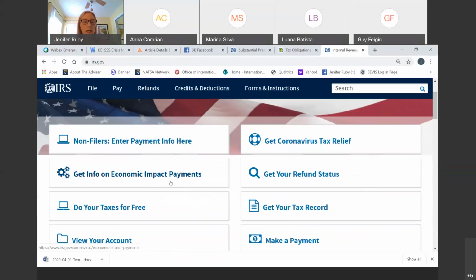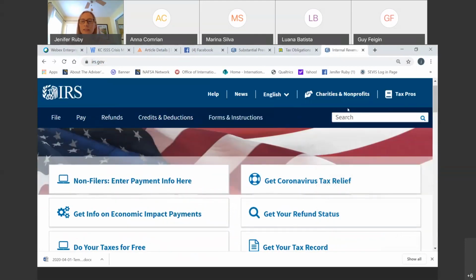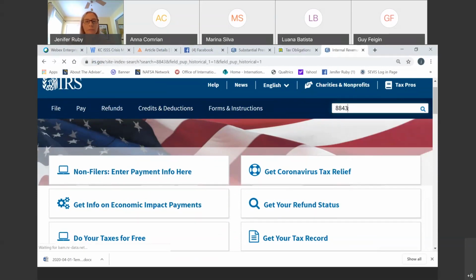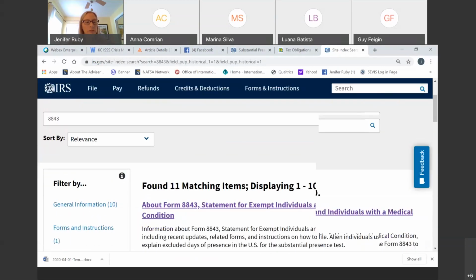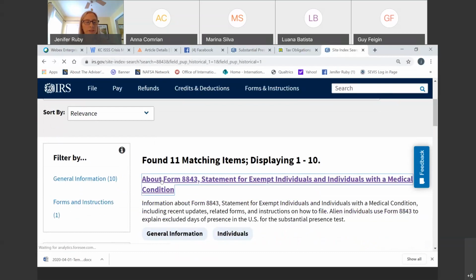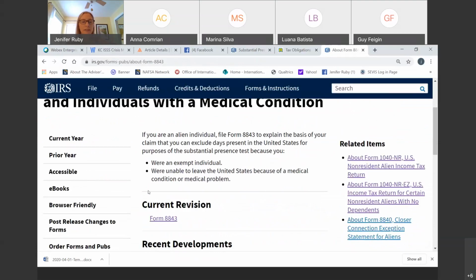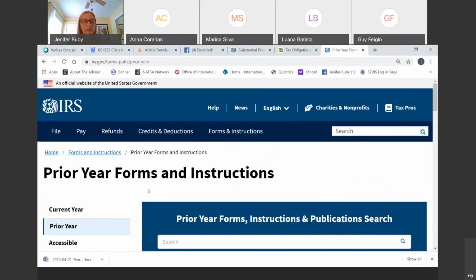Okay, all right, so what you'll do is, you want 8843. You're going to go here to that form. Now, see to the left, what you're going to see is this year. If you click on the 8843 there under current revision, that's going to be for 2019. If you want a prior year, you have to click to the left.